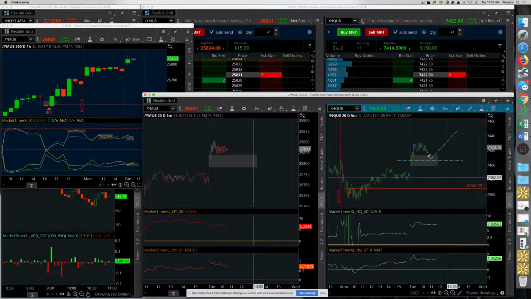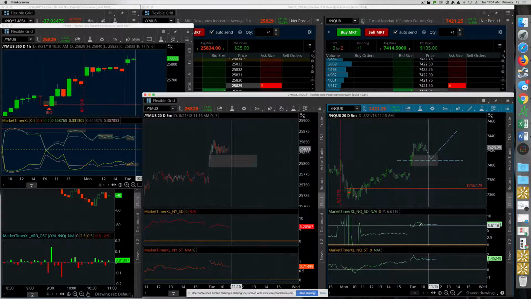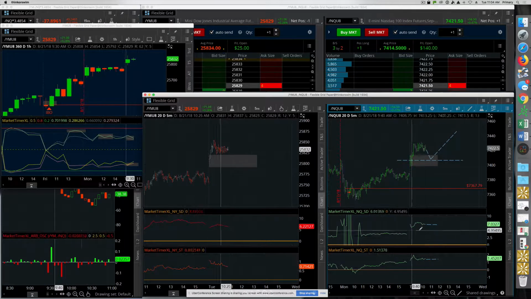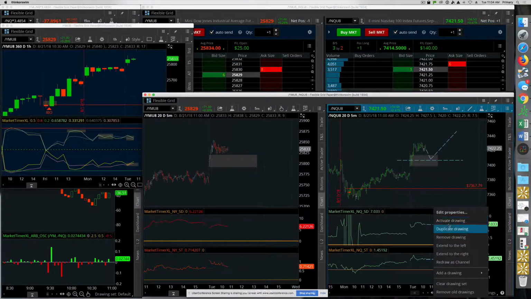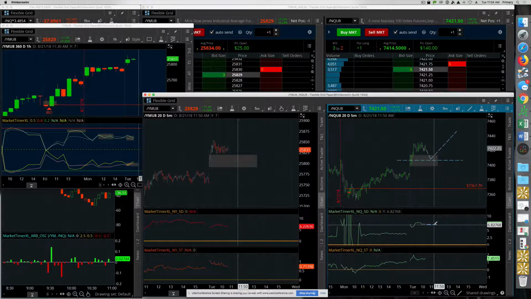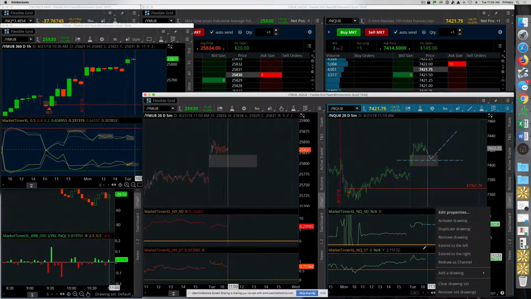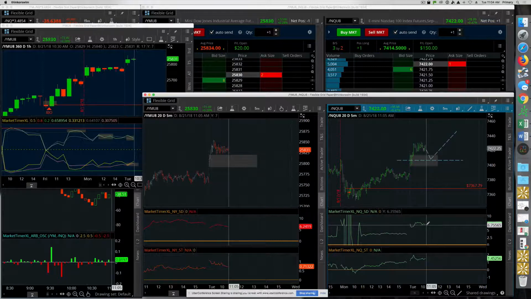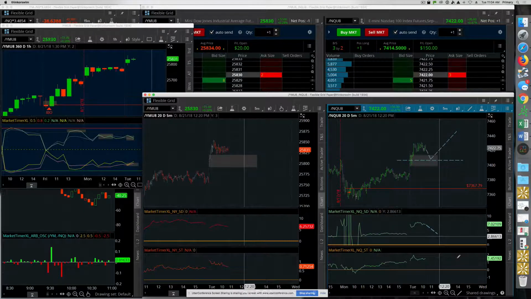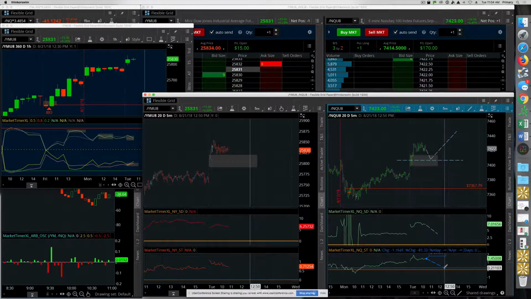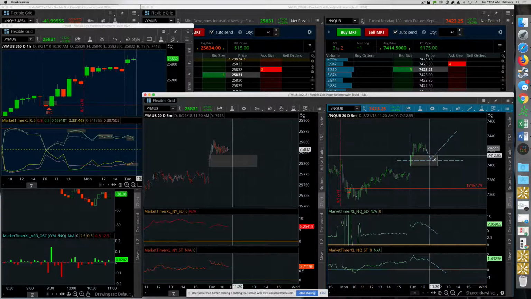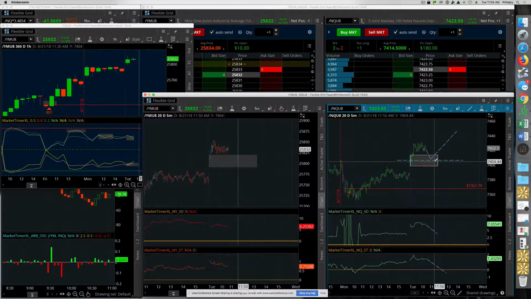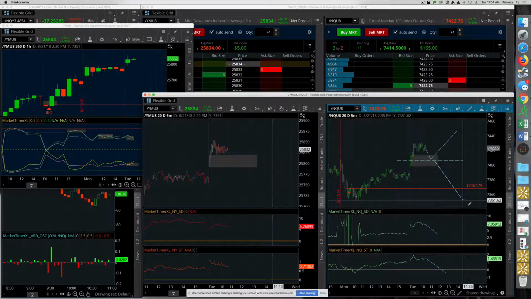I want to make sure that if there is a pullback in price, there's no real damage to the supply demand line or the strength index. If that does not happen, if it does look like there's a tremendous amount of weakness coming into the supply demand like this, and the strength index starts to head towards the negative area, then that's a sure sign of reversal, and we're gonna go lower from this point.